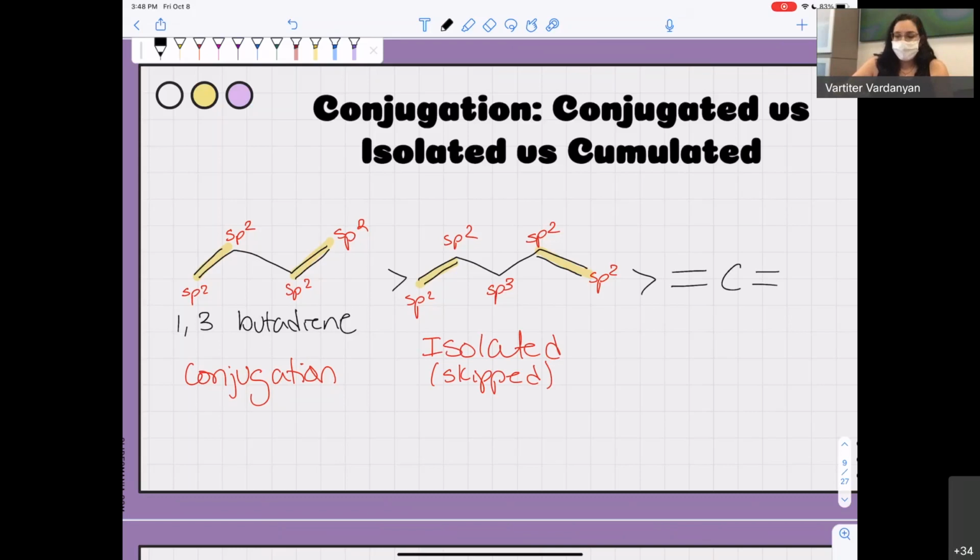And then the least stable one is going to be this guy. So he looks pretty unstable. We don't really like that. He's going to be called cumulated because both of those double bonds are accumulated at one carbon. All of that stuff is packed and condensed, and we don't like it. It's not very stable.